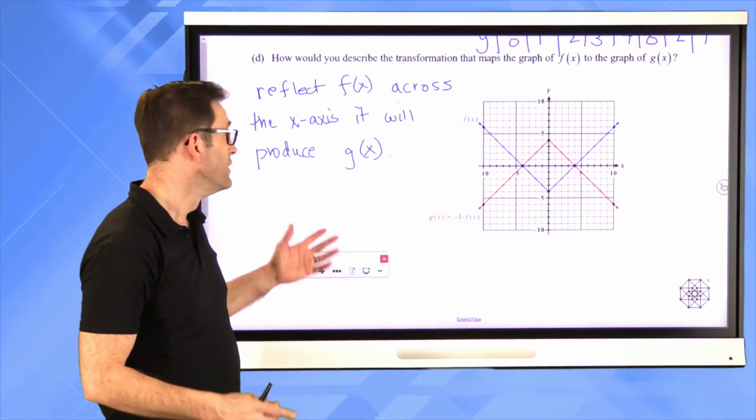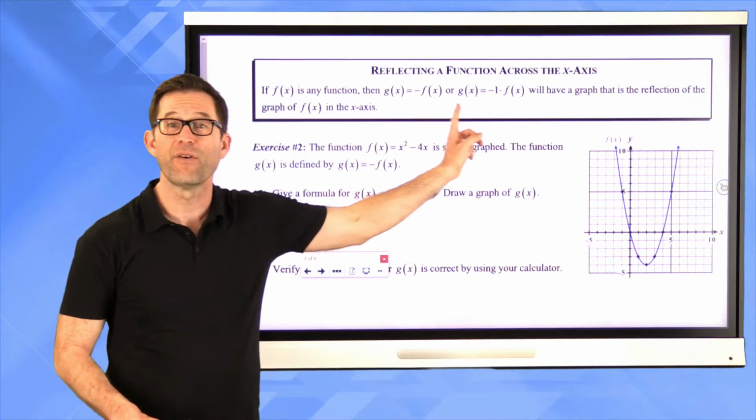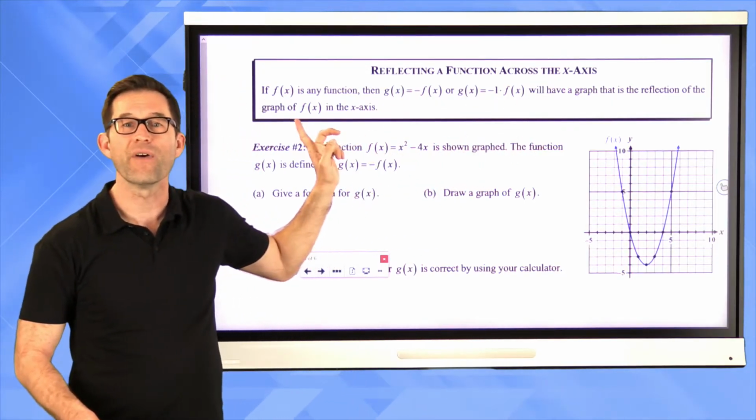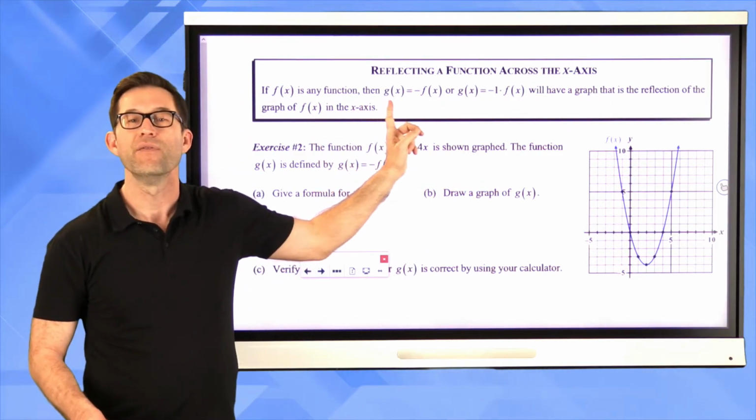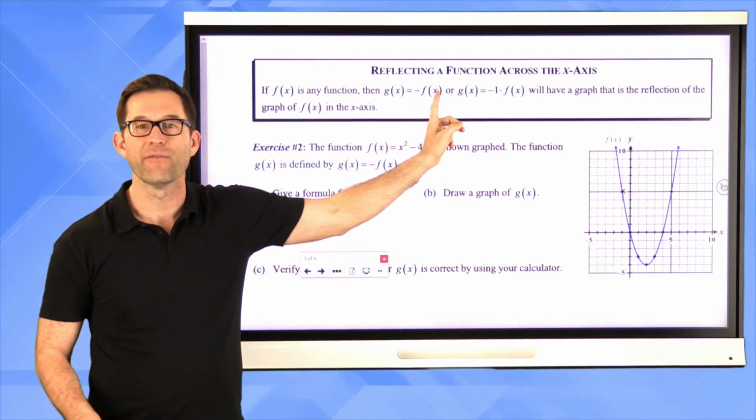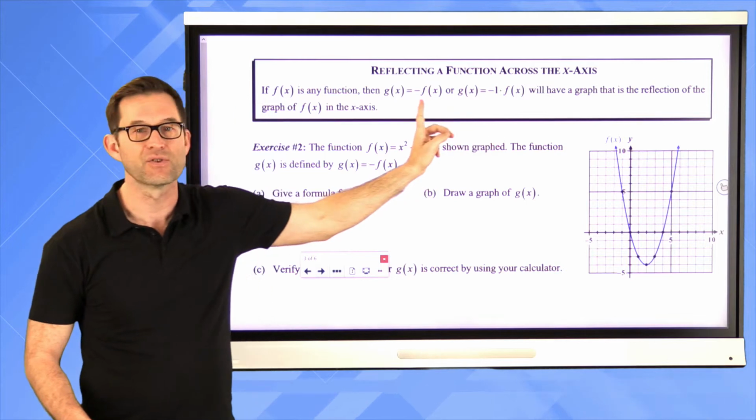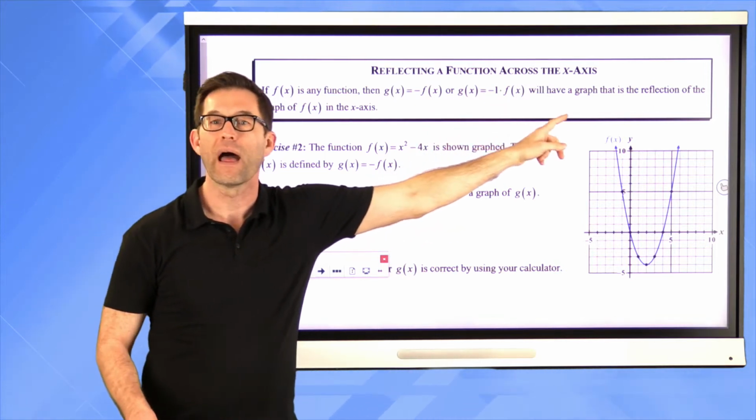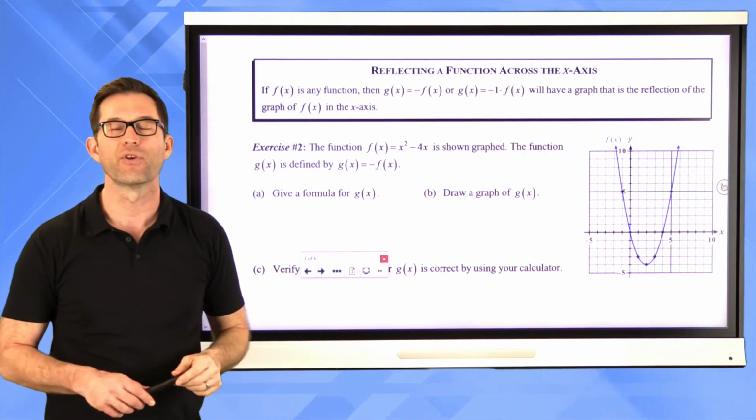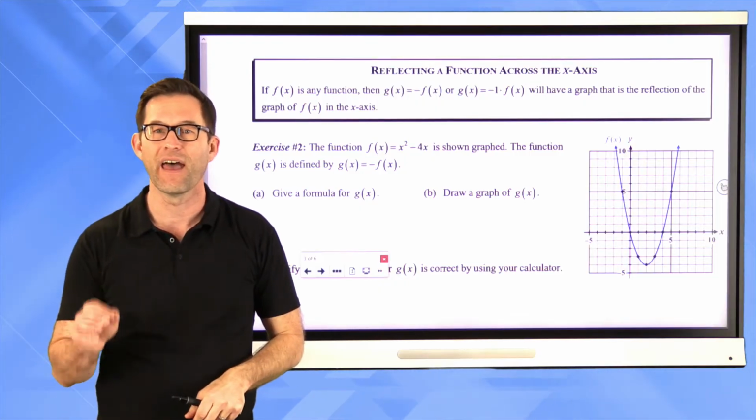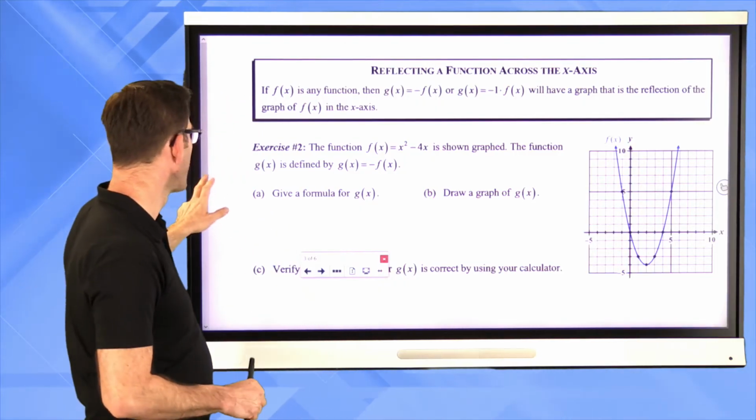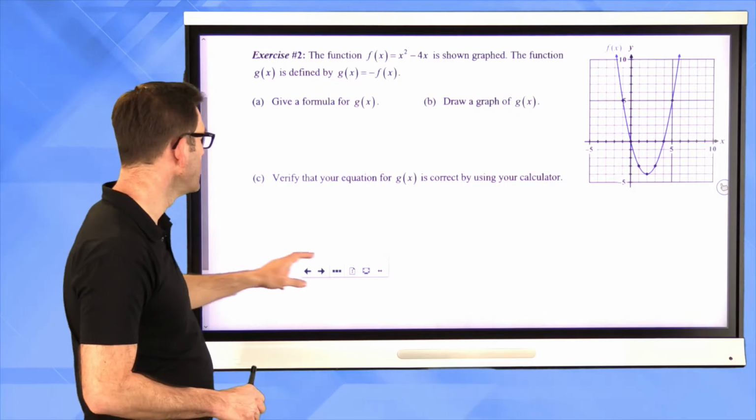So, to summarize, reflecting a function across the x-axis: if f of x is any function, then g of x equals -f of x, or g of x equals -1 times f of x, these are exactly the same thing, we'll have a graph that is the reflection of the graph of f of x in the x-axis. All right, so let's take a look and see if we can use that fact.